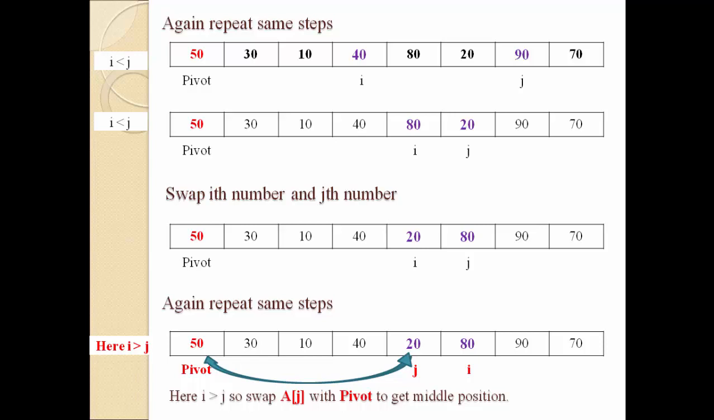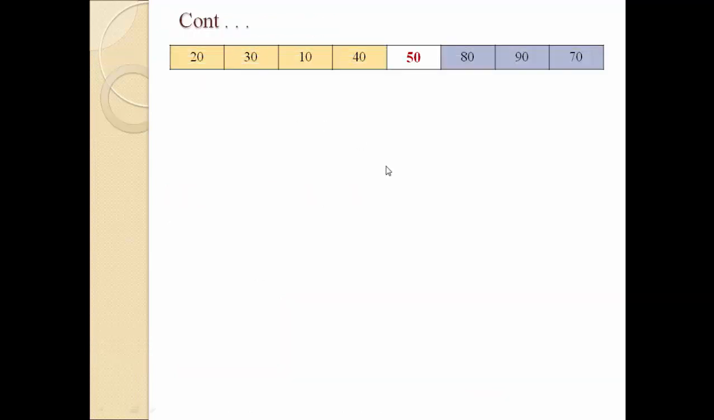So again I am repeating: when the value of i is less than j, at that time we have to swap both the numbers only. But when the value of i is greater than j, at that time we have to swap the jth element with the pivot element. Right? So our next list will be like this.